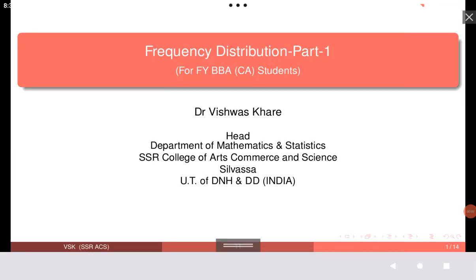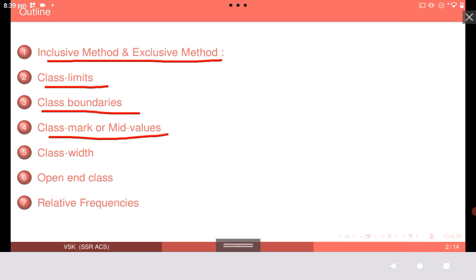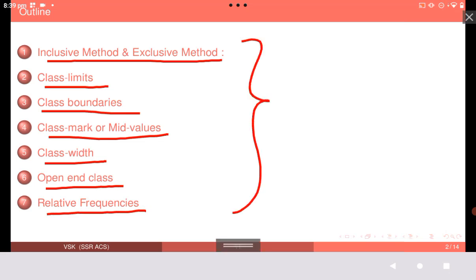This is the first lecture for BBA students. The topic is frequency distribution part 1. We'll cover these points in this lecture: inclusive method and exclusive method, class limits, class boundaries, class mark or mid values, class width, open-end class, and relative frequency. All these topics we'll discuss in this lecture.